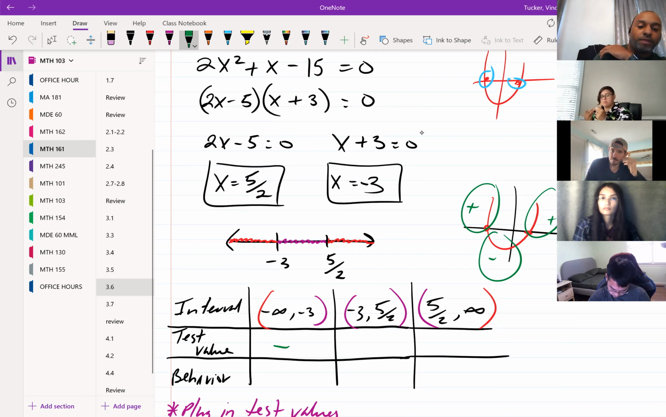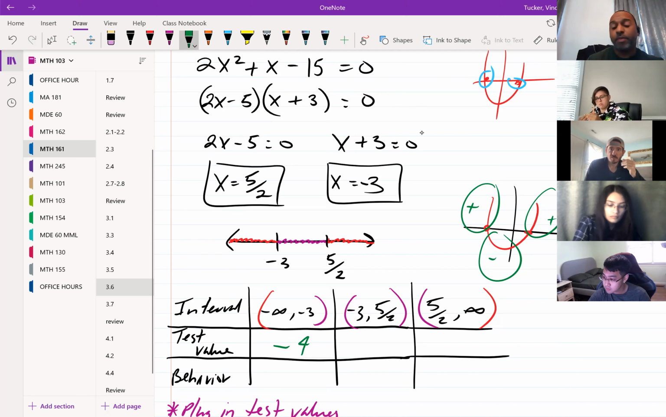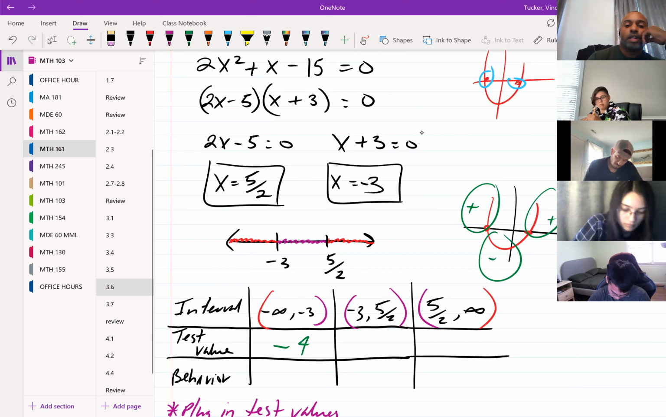But just choose a value that's less than -3. I chose -4. You could choose -100. The bottom line is that it's going to give you either a positive or a negative result, because everything in this interval responds the same way.